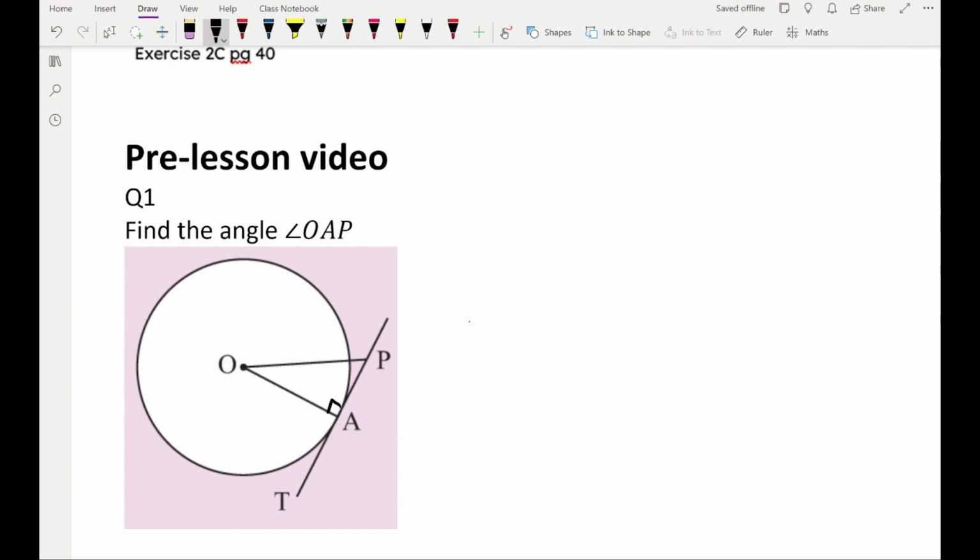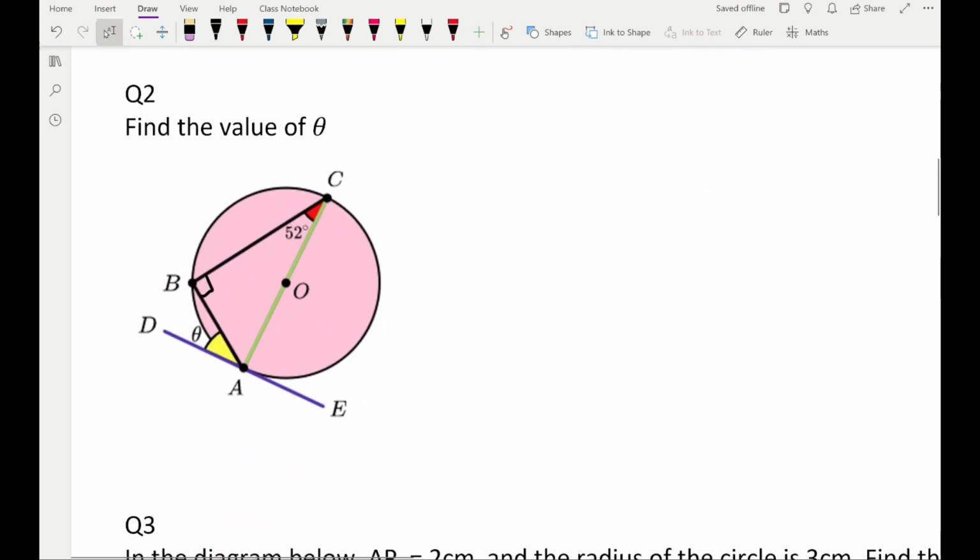Find the angle OAP. The angle that they're looking for is this angle right in here. And angle OAP equals 90 degrees by the radius tangent theorem. Next, find the value of theta. So theta is this angle sitting right in here, DAB. And we want to look at how do we get this one?